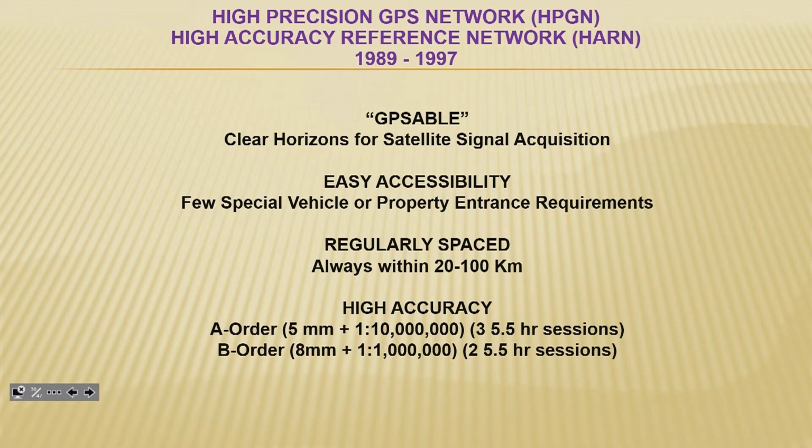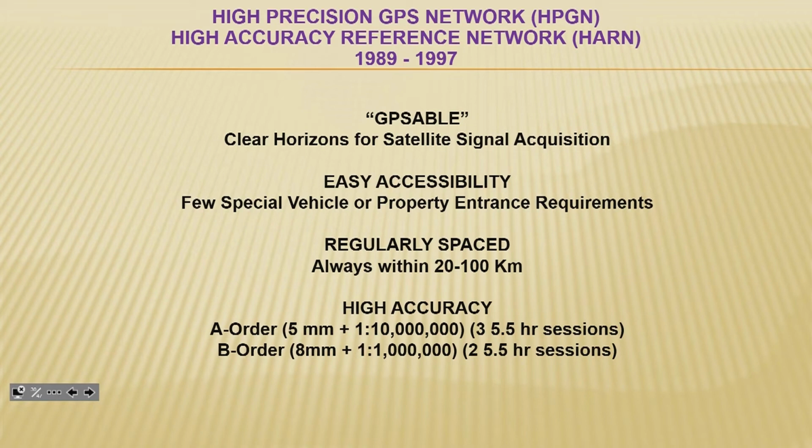A order, 1 part in 10 million, which basically meant you sat on the point for 3 days, 3 sessions, 5.5 hours. Or B order, 1 part in a million, 2 days, or 2 sessions, 5.5 hours.